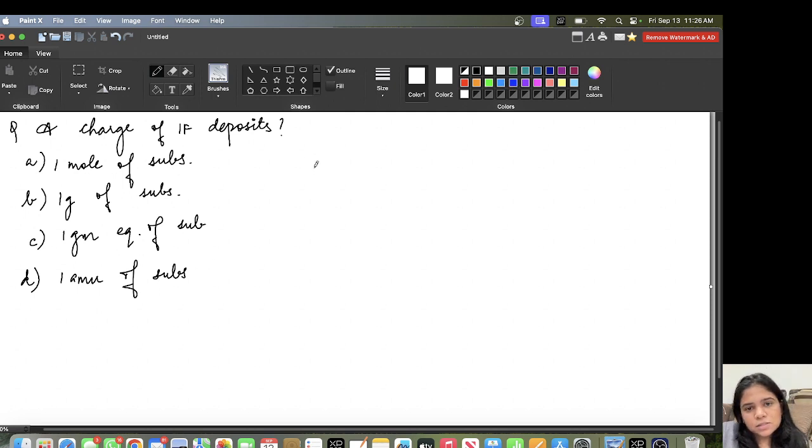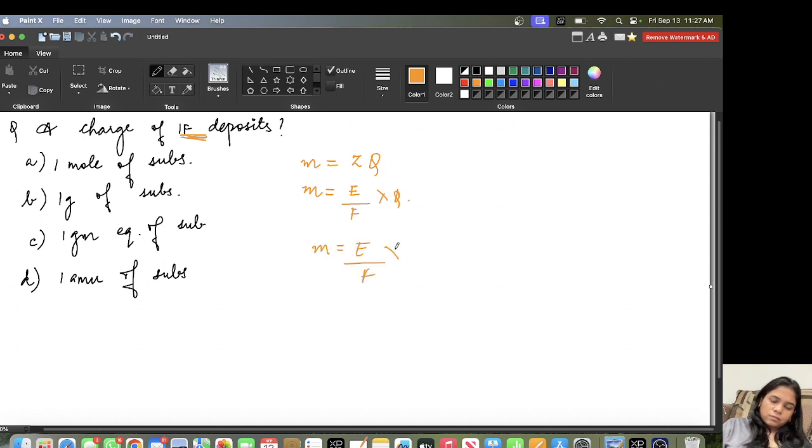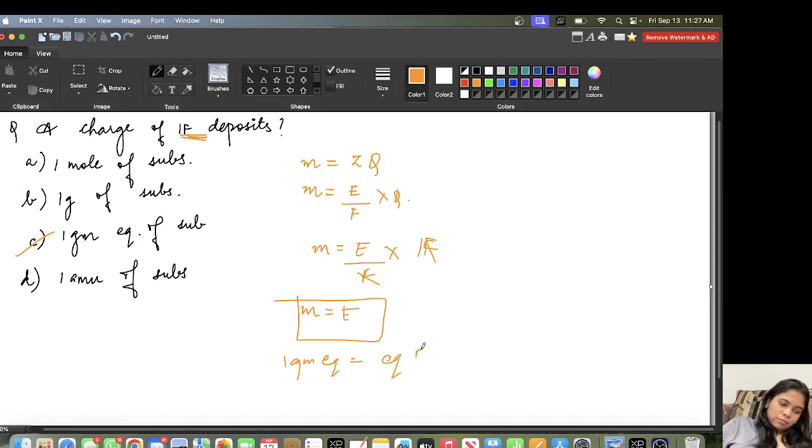So you know M equals Z into Q. A charge of 1 Faraday, right? They are asking about 1 Faraday. So what will you do? M equals E by F into Q. Now 1 Q equals 1 F, right? So M equals E by F into 1 Faraday. This and this get cancelled. So mass is equal to your equivalent mass. A charge of 1 Faraday deposits a mass of substance equal to your equivalent mass. So 1 gram equivalent of substance will be the answer.